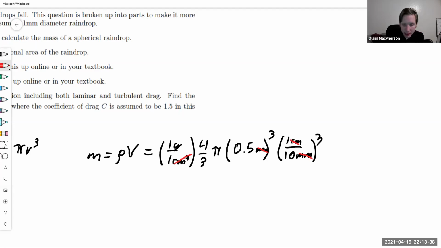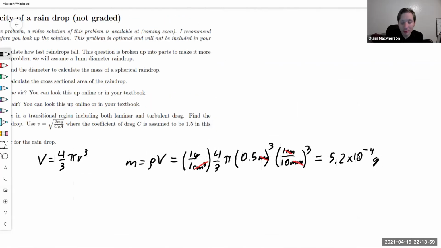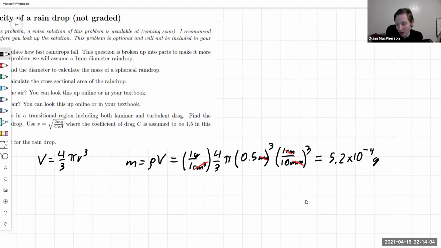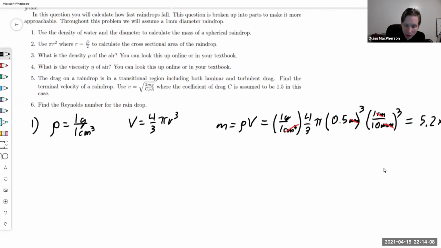Putting that together, if my calculations are right, I get about 5.02 times 10 to the minus 4 grams. So raindrops are not particularly heavy, or not particularly massive. 5.02 times 10 to the minus 4 grams. Okay, that's a raindrop for you.